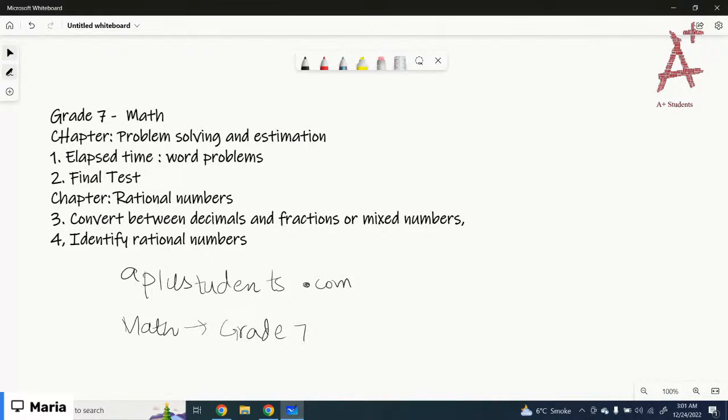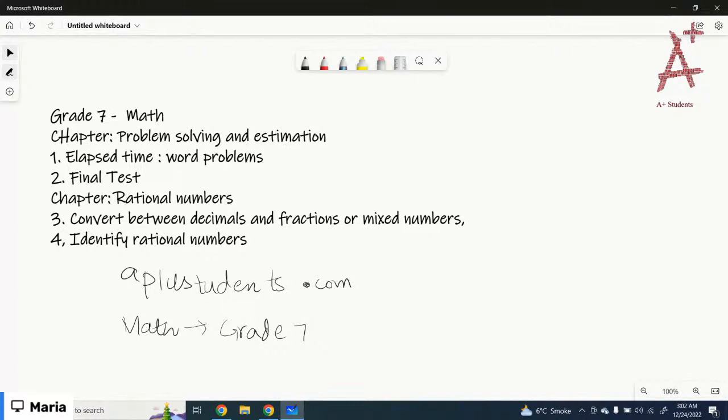There you can find a list of the chapters. So, we're going to start with the chapter problem solving and estimation. And the lessons we're going to cover today are elapsed times word problems, the final test from the same chapter. Then we'll start the new chapter that is rational numbers, and the lessons we're going to cover are convert between decimals and fractions or mixed numbers, identify rational numbers.